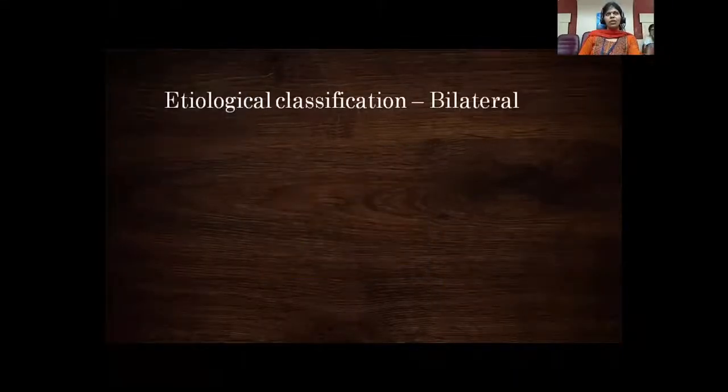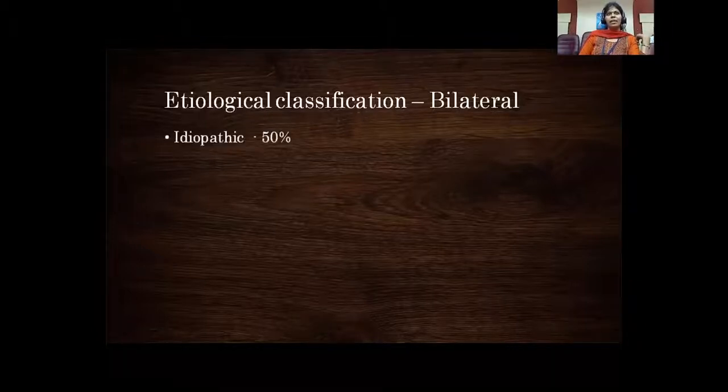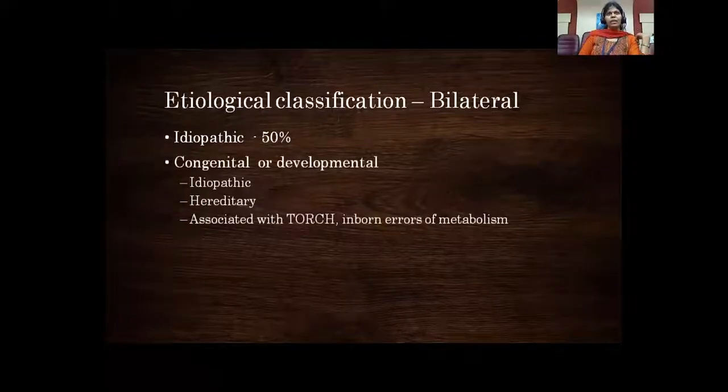So we saw morphologically how cataracts are classified in children. When it comes to etiological classification, we divide them into bilateral and unilateral cataracts. In bilateral cataracts, the commonest etiology is no cause, that is idiopathic, where up to 50% of the cataracts have no cause. The second commonest is congenital or developmental. Again, here the cause is idiopathic.